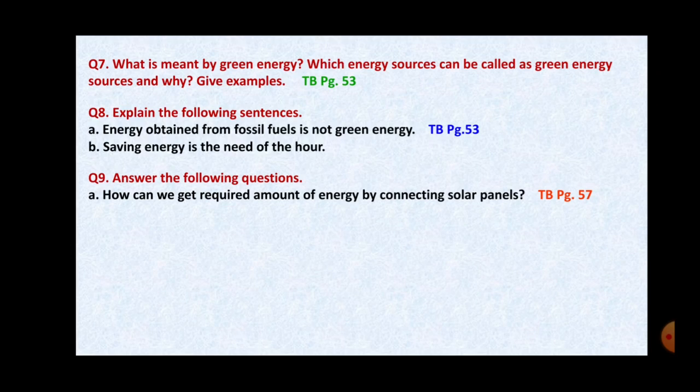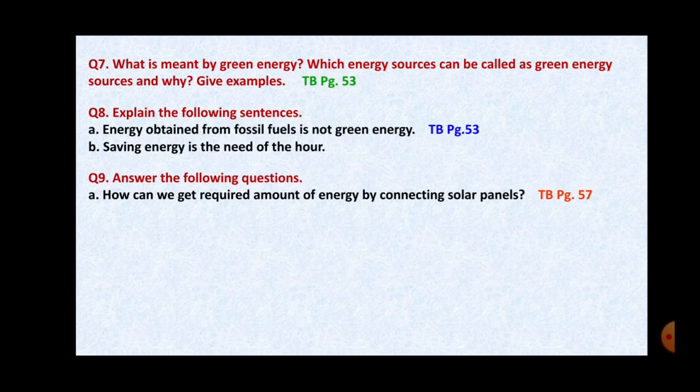So, as per the required amount of energy to be generated, many solar panels are connected in series and in parallel. When many solar panels are connected in series, they form a solar string, and many solar strings form a solar array. So this is how the required amount of energy can be obtained by connecting solar panels. Write the answer in 5 to 6 points.